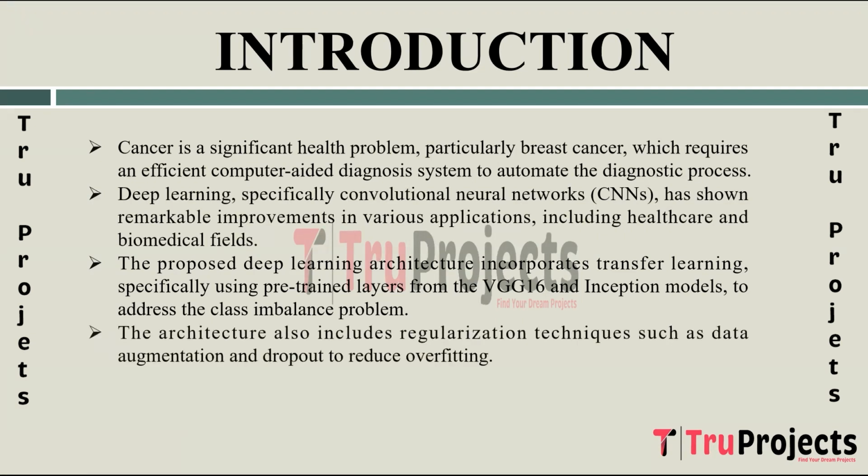Regularization techniques are used to prevent overfitting, a situation where a model learns to perform well on training data but fails to generalize to new unseen data. Data augmentation involves artificially expanding the training dataset by applying transformations like rotations, flips, or resizing to the existing images. Dropout is a technique that randomly ignores a fraction of neurons during training, which helps prevent the network from relying too heavily on certain neurons or features.